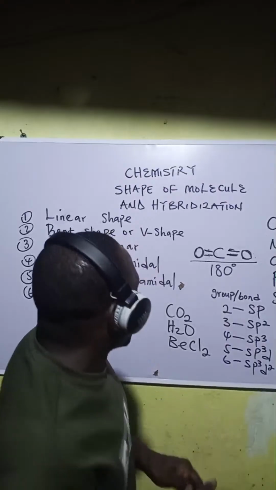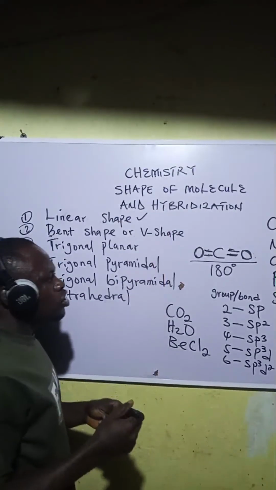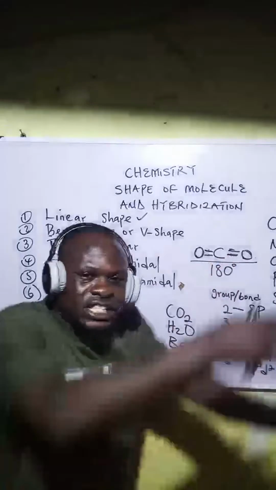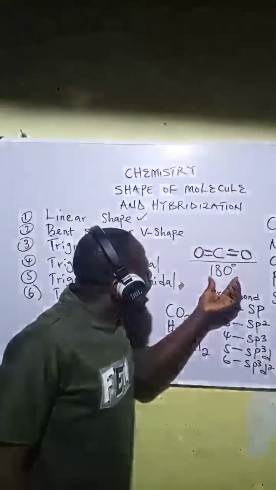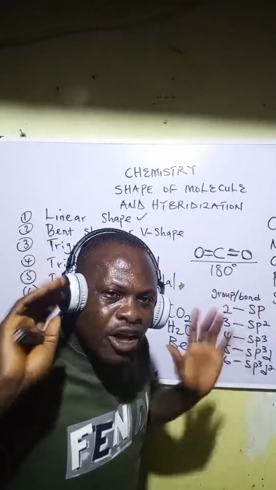Now, when they group, I will explain what this group means. This group can be said to be bond. All right. We are explaining this one, linear shape. If you see a straight line, it is linear. And a straight line will have a bond angle of 180 degrees. Are you following?